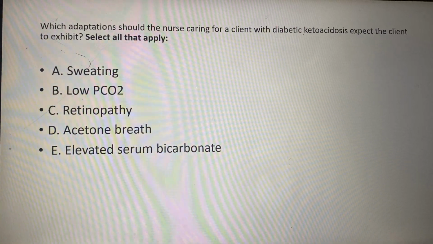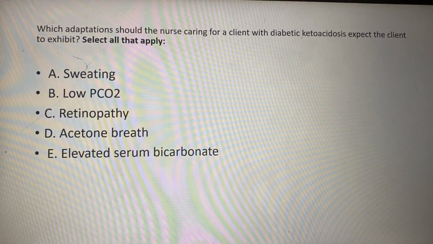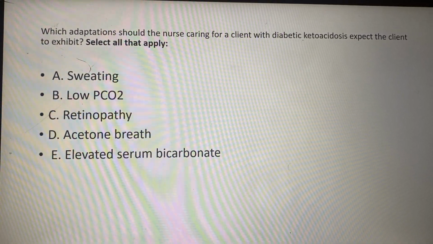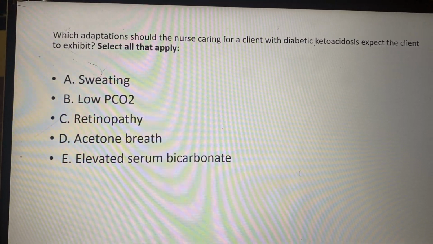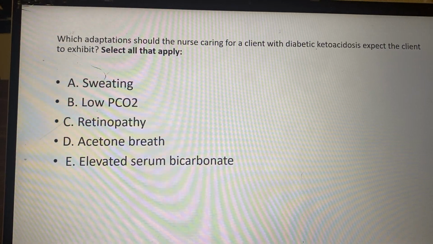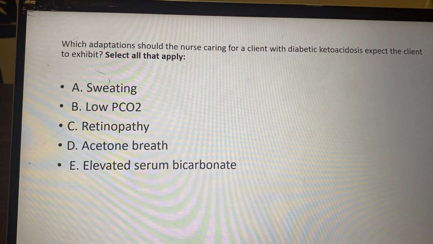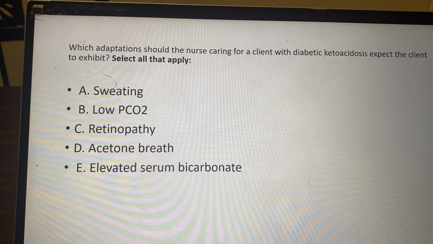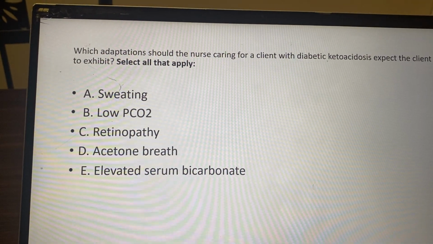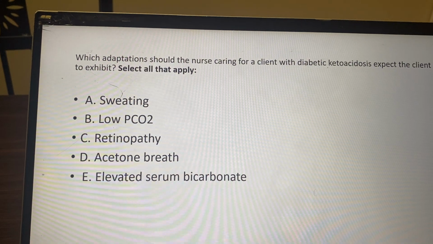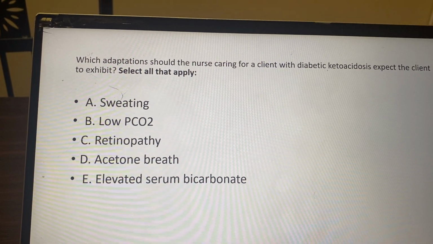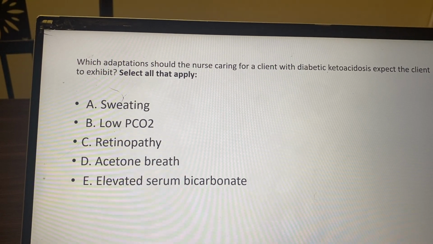All right, so let's tackle this question here. Which adaptation should the nurse caring for a client with diabetic ketoacidosis expect the client to exhibit? So we got some words in here that some people are not familiar with. I've had it with my clients. Adaptations, what does that mean? Exhibit, what does that mean? So adaptations are basically how the body's adapting. We're looking at signs and symptoms. And exhibit means to show.